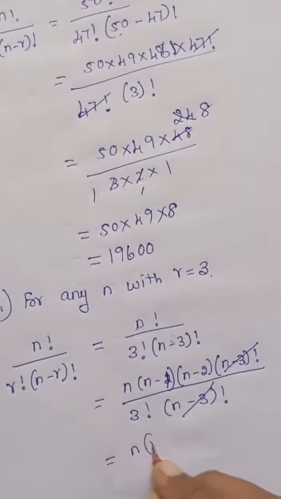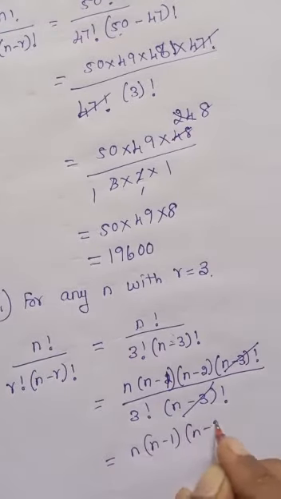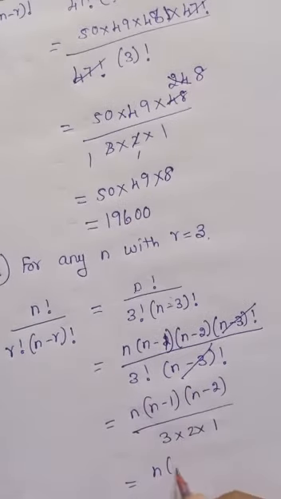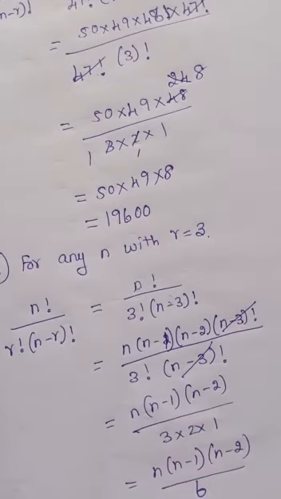Now this is n into n minus 1 into n minus 2 by 3 factorial is 3 into 2 into 1, or n into n minus 1 into n minus 2 by 3 into 2 is 6. Would you all understood this?